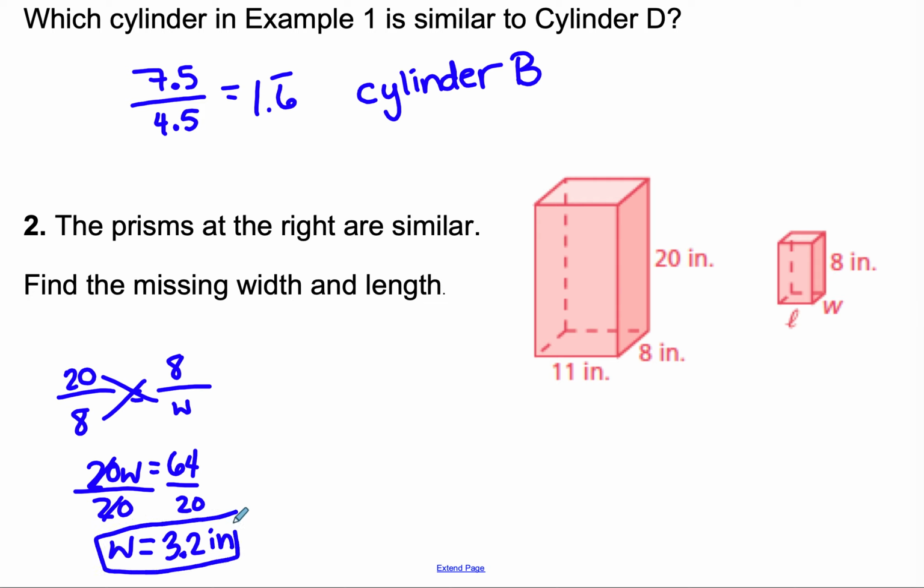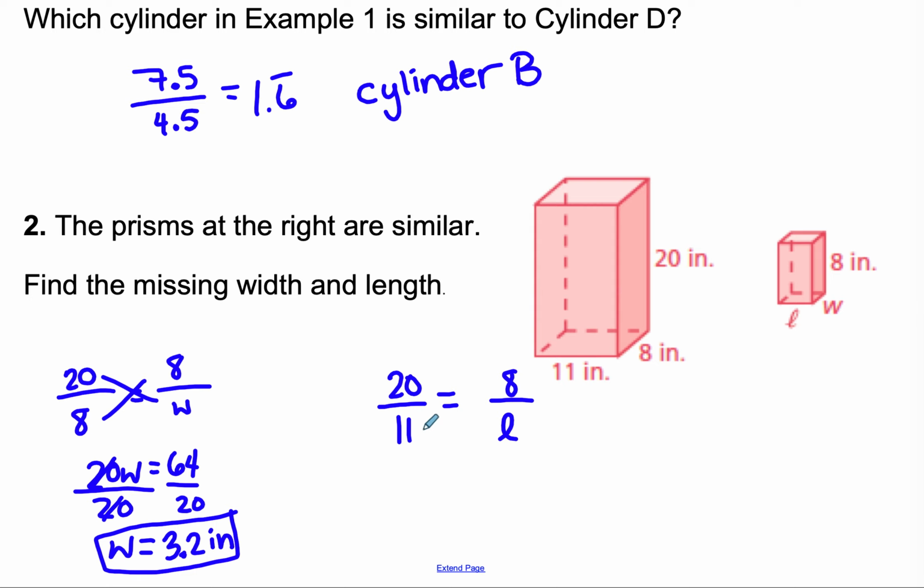That's my width. Now we're going to do the same thing, and we're going to find length. So I'm still going to start with my 20, but this time instead of doing 20 over 8, I'm going to do 20 over 11. And then I'm still going to start with 8 on this side, but instead of doing 8 over W, now I'm doing 8 over length.